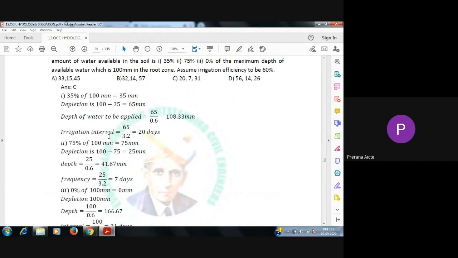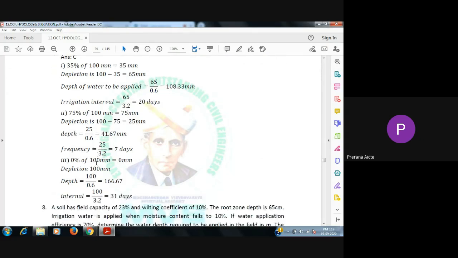Irrigation interval, or frequency of irrigation, is equal to the depth of water divided by the consumptive use, which gives 20 days. Again, how much is 70%? It can be calculated like this.